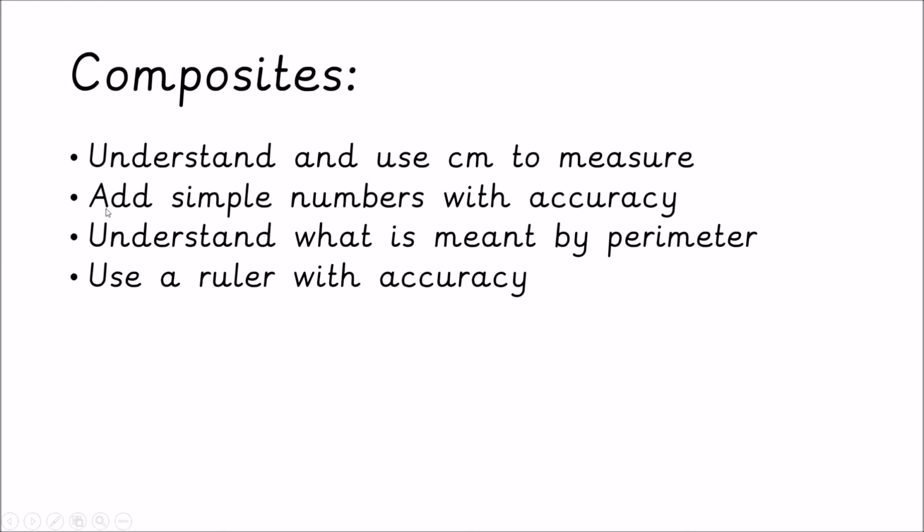We should be able to add simple numbers with accuracy. Using doubles is a good way of doing that with shape. We need to know what is meant by perimeter, so that's the distance around the boundary or the edge of the shape, and we should be able to use a ruler with accuracy.